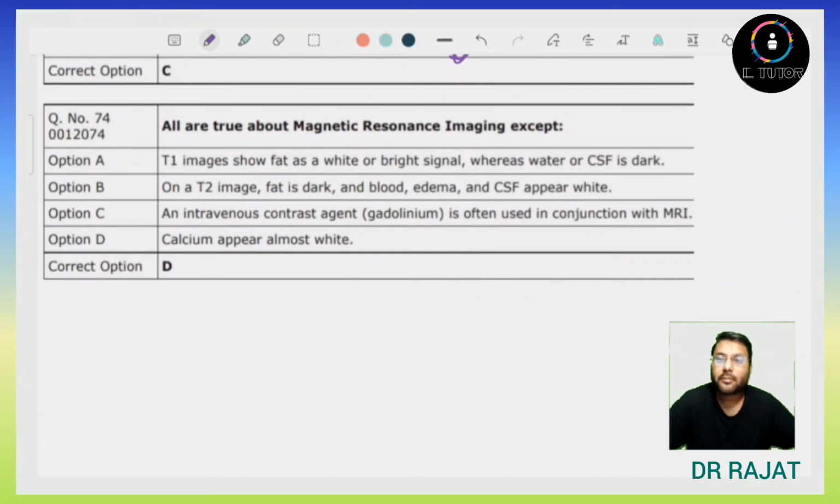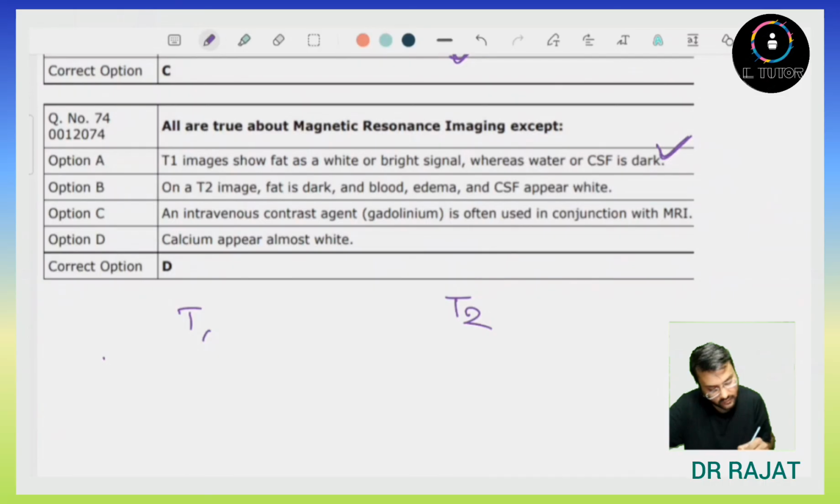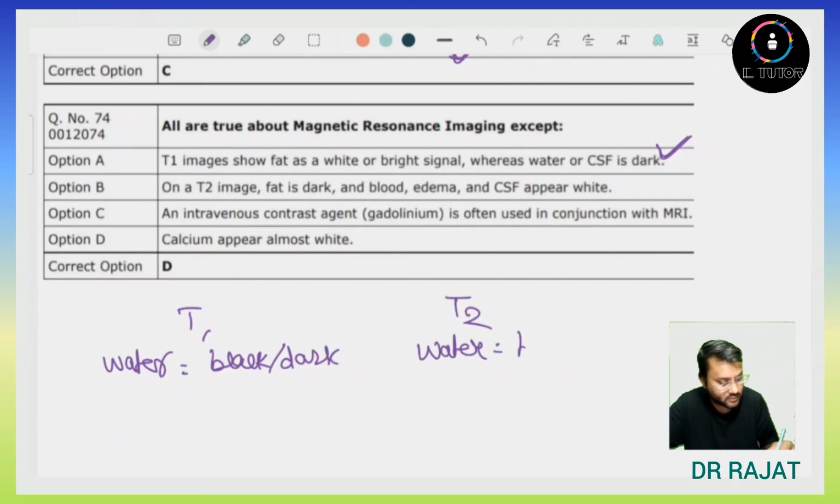All are true about magnetic resonance imaging except. So T1 image shows fat as white or bright signal, whereas water or CSF is dark. So this is true. So if we talk about T1 and T2, then in T1 water is black or dark, and in T2 water is bright or white.